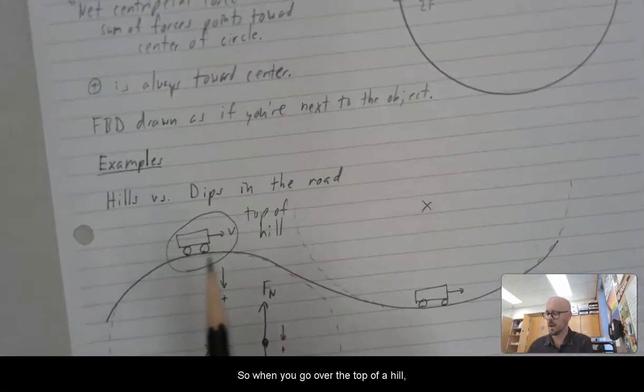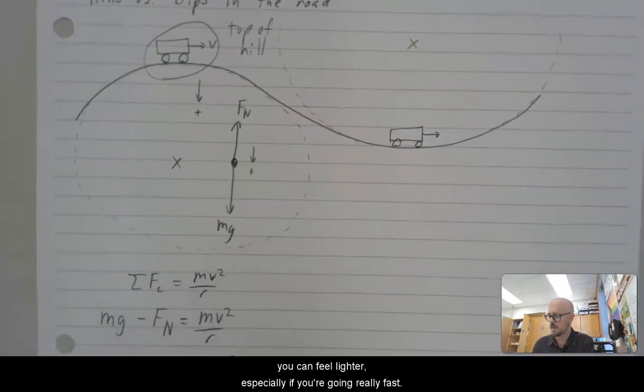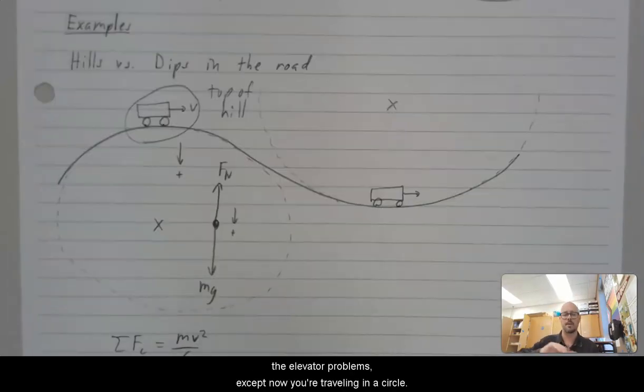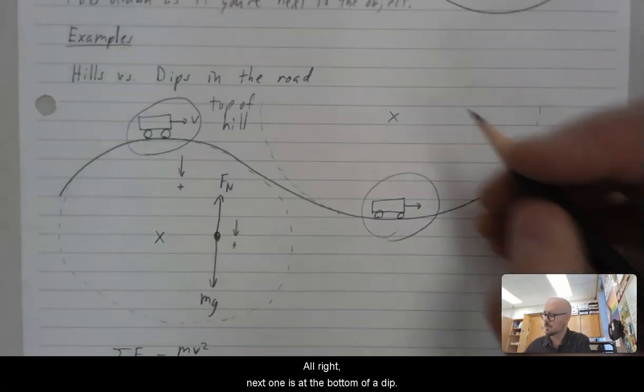So when you go over the top of a hill, you can feel lighter, especially if you're going really fast, and the physics shows us why. This is the same thing as the elevator problems, except now you're traveling in a circle. All right, next one is at the bottom of a dip.